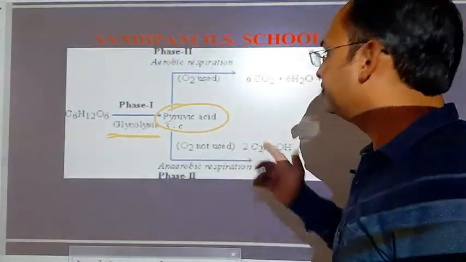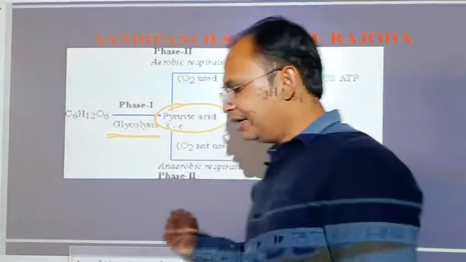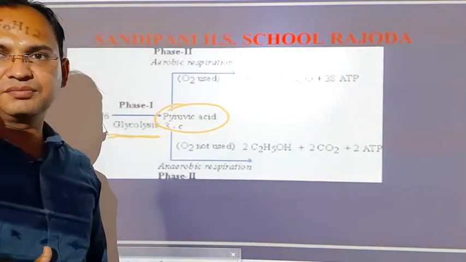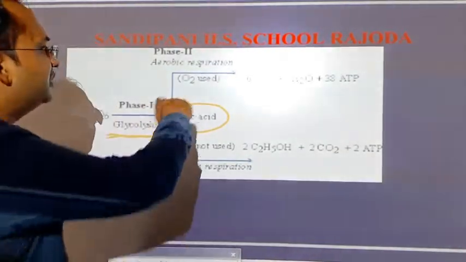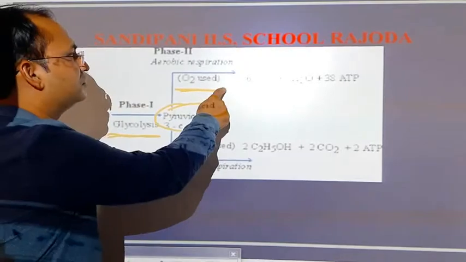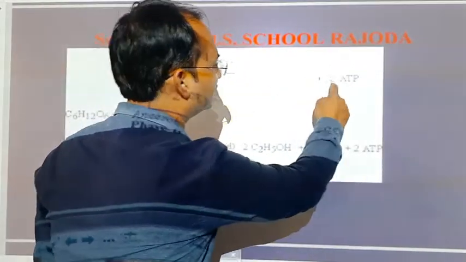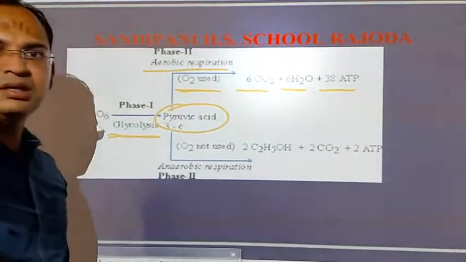And now see the difference. In aerobic respiration, when there is availability of oxygen, then what will happen? When O2 is used, then we call it aerobic respiration, and carbon dioxide, water and 38 ATP molecules are produced.